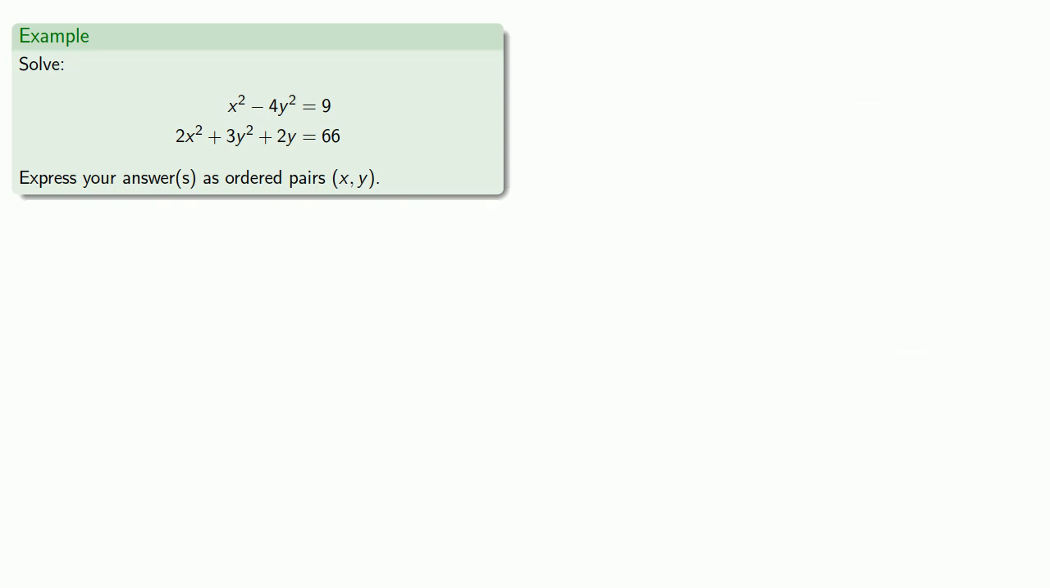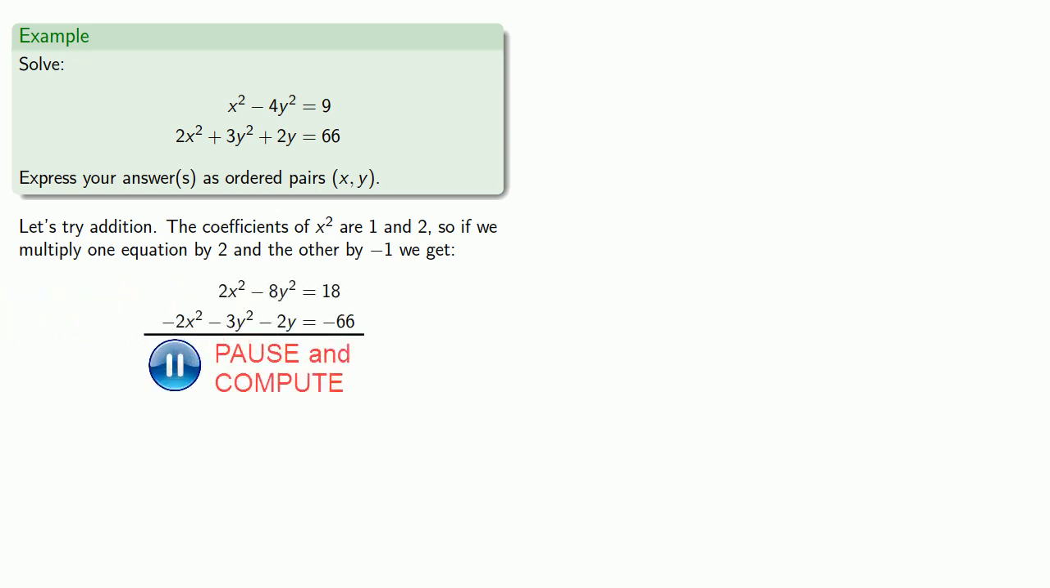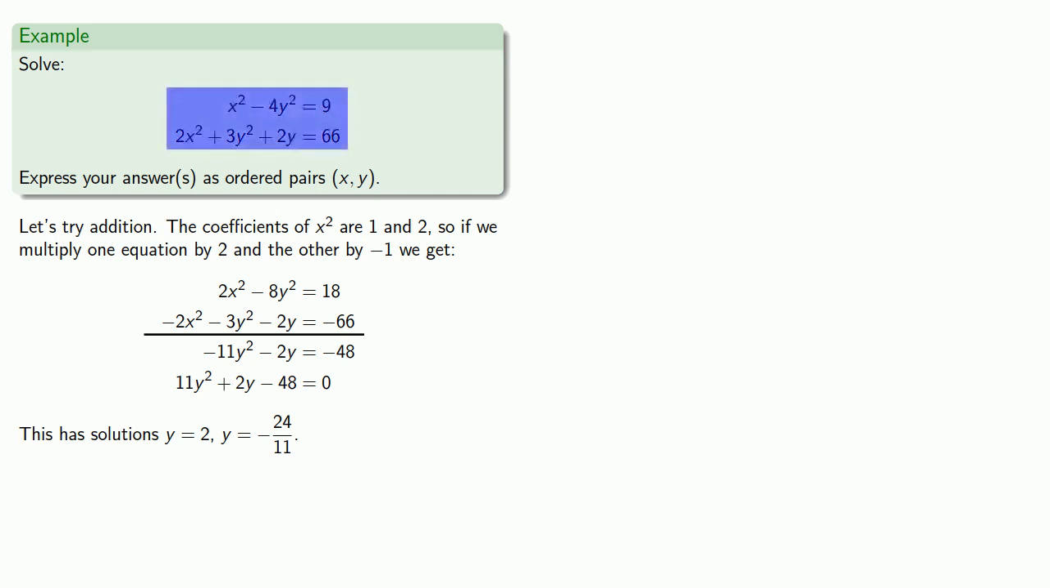Well, the other way we have of solving systems of linear equations is to use addition. So we might notice here that the coefficients of x squared are 1 and 2. So if we multiply one equation by 2 and the other by negative 1, we get this, and if we add them, we get this, which is a quadratic equation, and so we can solve this to find half a solution. Remember, our system of equations had two variables, so we need to give both variables as part of our solutions. So we'll take our y values one at a time.